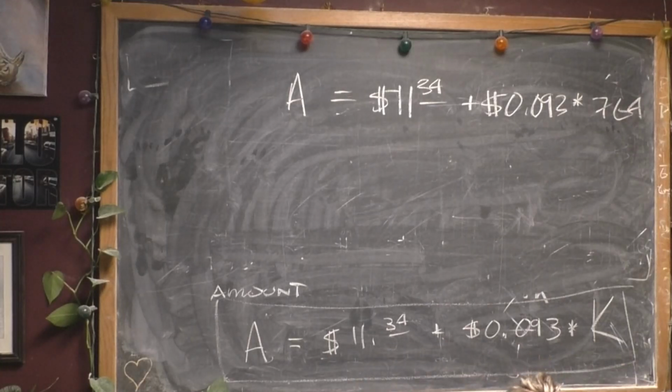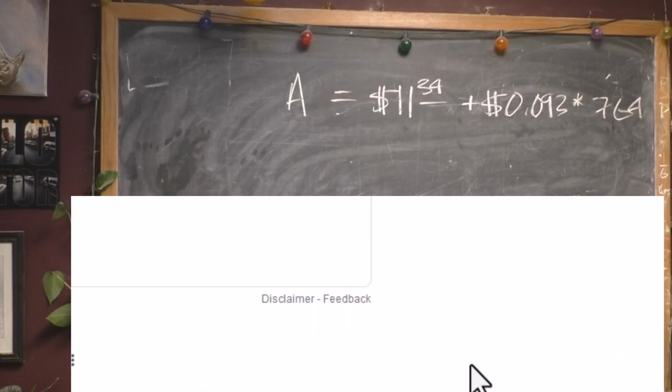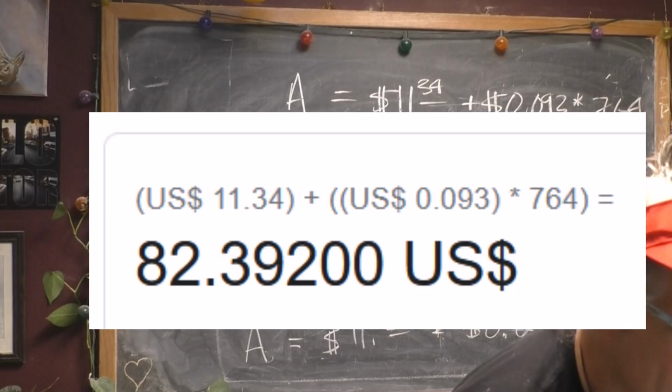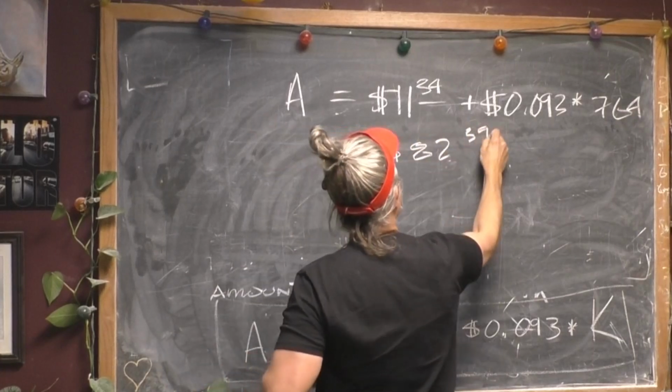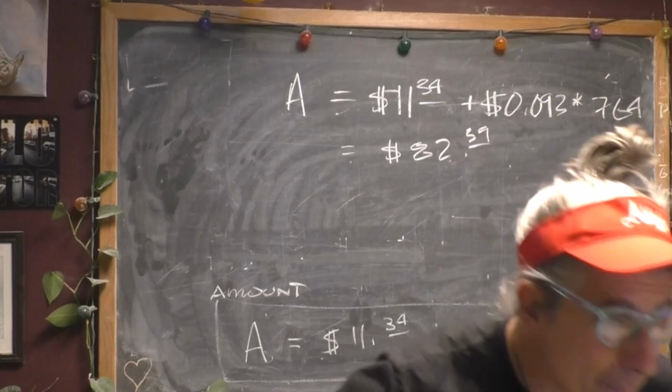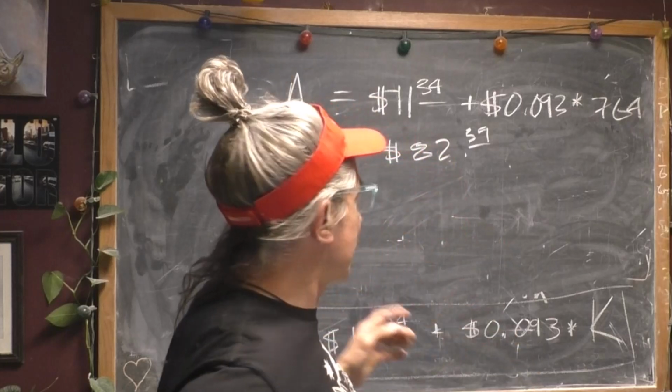Let's see, I can do the whole thing at once. 1134 plus 0.093 times 764. I get an electricity bill that month of, if I round it off, $82.39. Let me double check the math, make sure I did it right. 1134. Yep. 0.093 times 764. Good. Good to go.